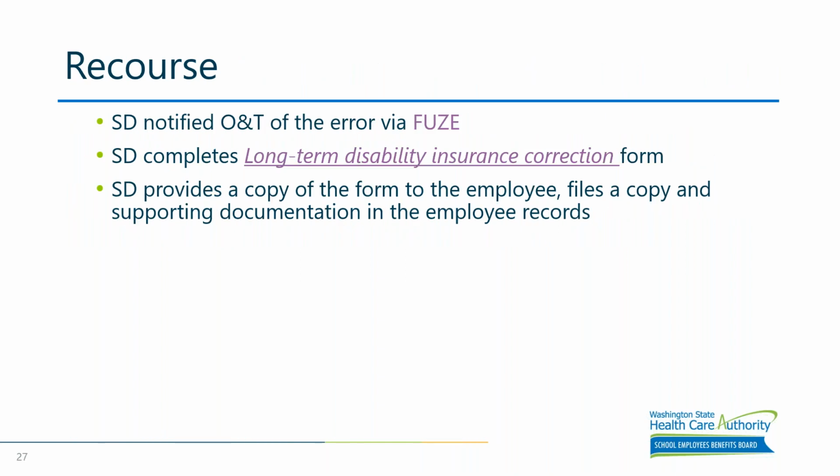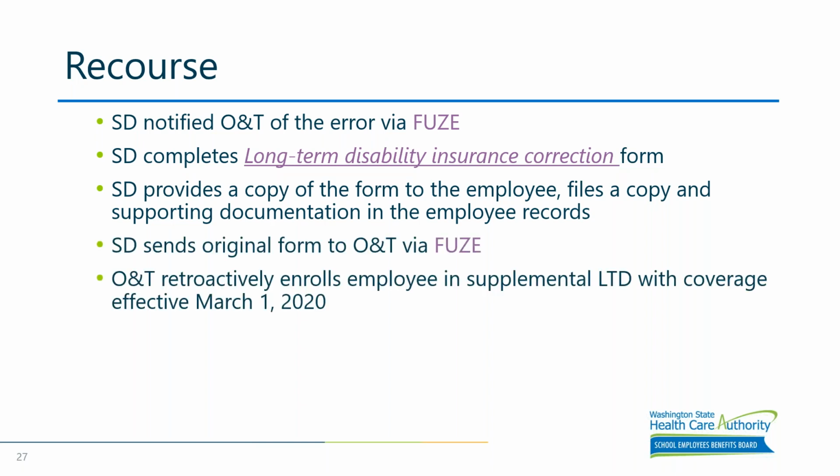So the recourse would be for the school district to notify outreach and training of this error. The school district completes this long-term disability insurance correction form, and then the school district provides a copy of this form to the employee, files a copy of the supporting documents in the employee's record. They also send the original form to outreach and training through Fuse. Outreach and training will retroactively enroll this school employee in supplemental LTD with coverage effective March 1st.